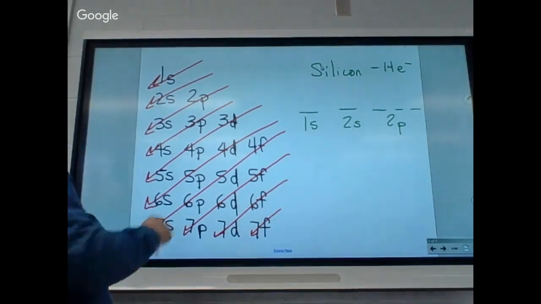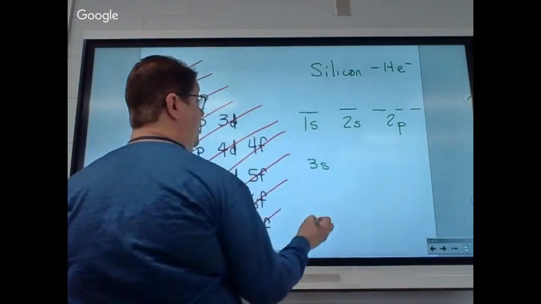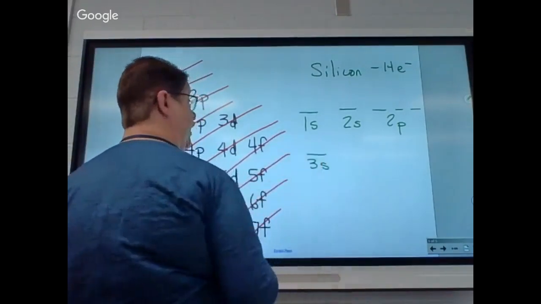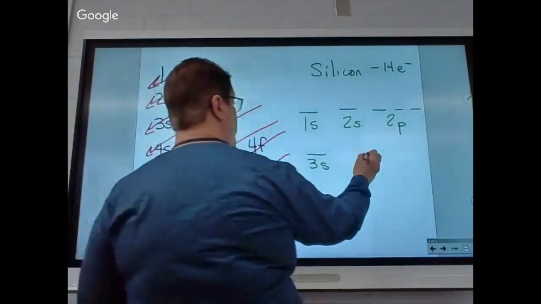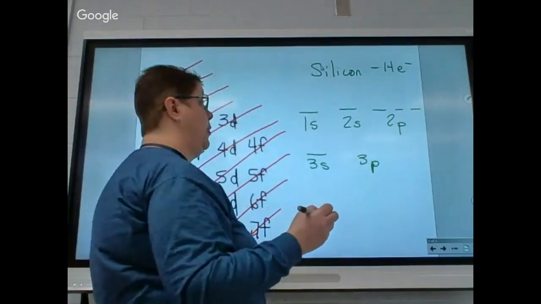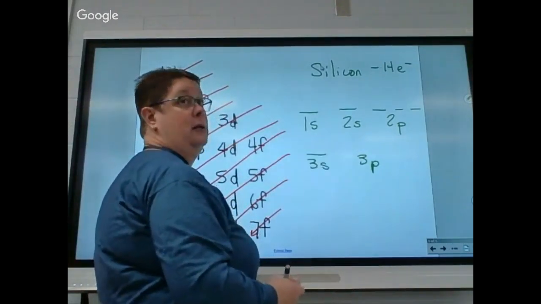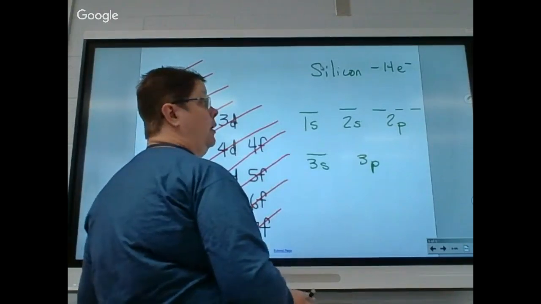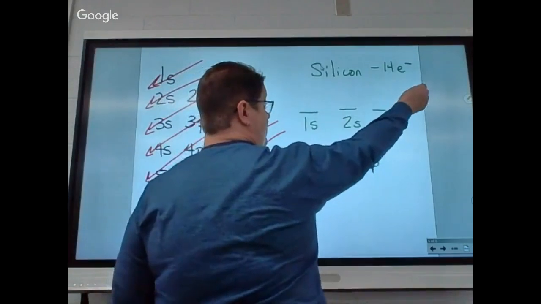Back to the chart. What comes after 2p? 3s. How many can I put above it? 1, because it's still only an S. After 3s, we have what? 3p. Wait, why are we adding extra when we could have just doubled up on some of them? Doubled up on what? 2p. 2p can only have how many lines? 3, but can't we put the up and down? 2, 4, 6, 8, 10.